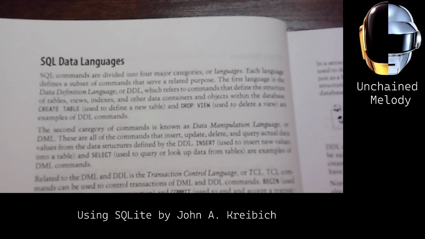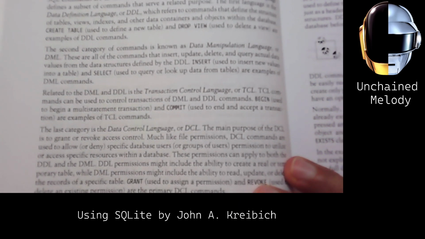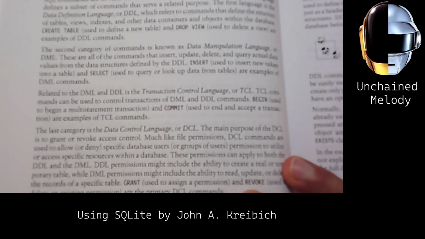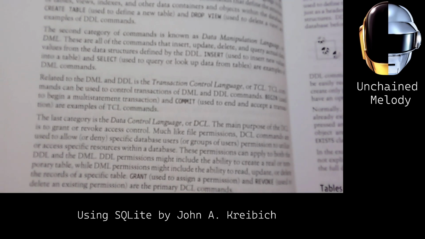Related to the DML and DDL is the transaction control language or TCL. TCL commands can be used to control transactions of DML and DDL commands. Begin, used to begin a multi-statement transaction, and commit, used to end and accept a transaction, are examples of TCL commands.